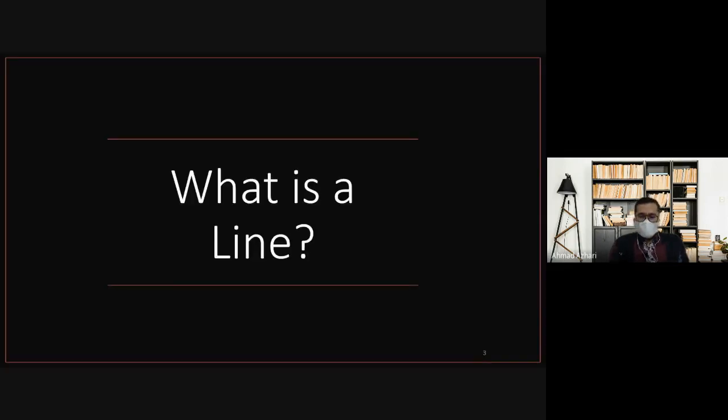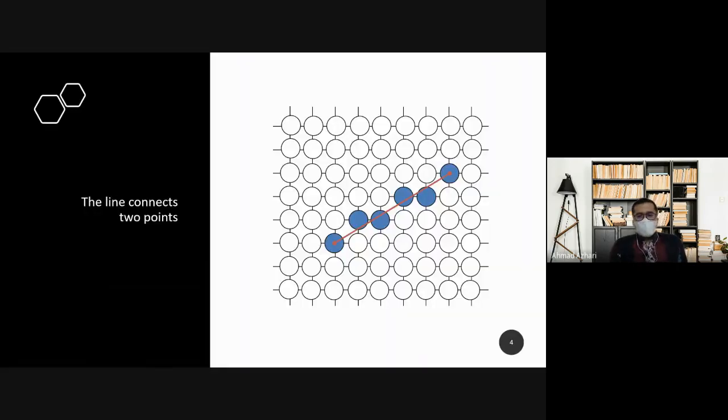Okay, before we continue the explanations, I would like to know your understanding about the line. What is a line? As you can see on the screen, the line is connecting between 2 points. So a line means 2 points that are connected. So what is the problem with the line?